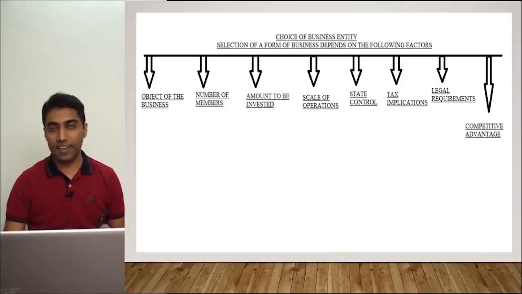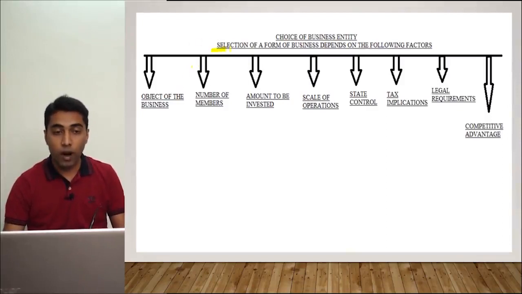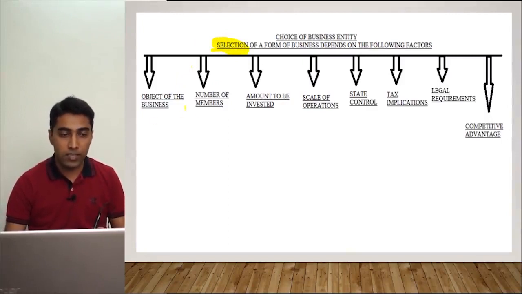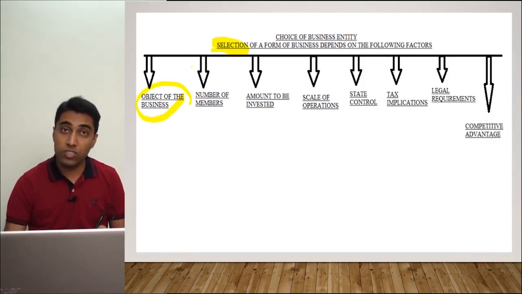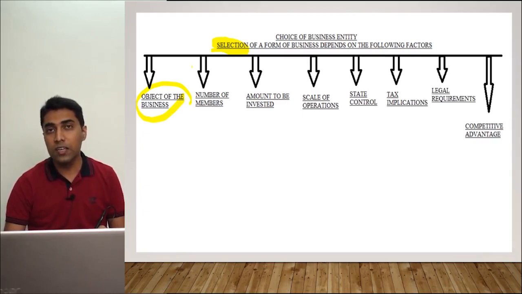Choice of business entity. When you want to start a business, you have many options. But what are the things you should keep in mind? So as we can see here, in choice of business entity, what is the selection criteria? The first thing is the objects of the business. That is, what is your business for? Is it software business? Is it retail business? Is it just consultancy? Or is it manufacturing company? So these are the things you should think before you start the business.